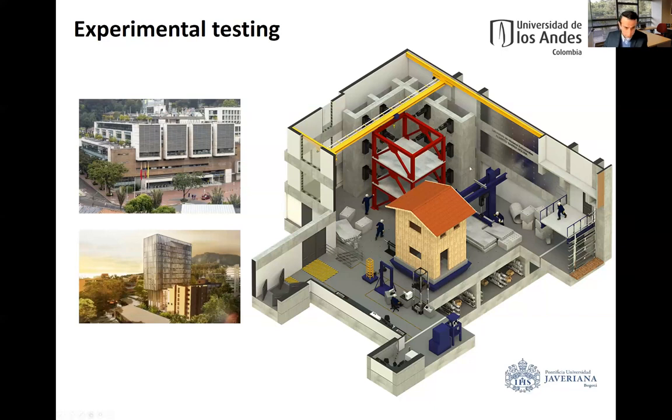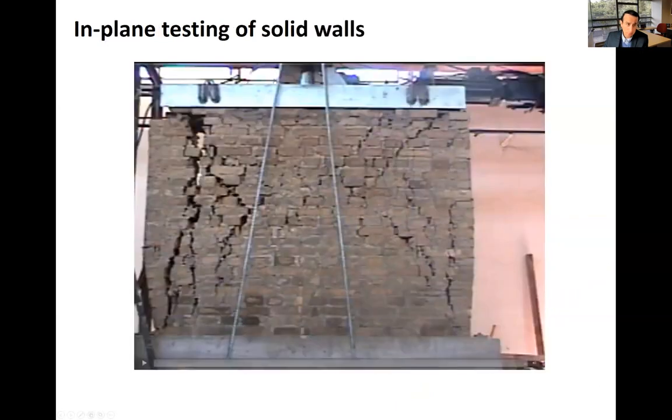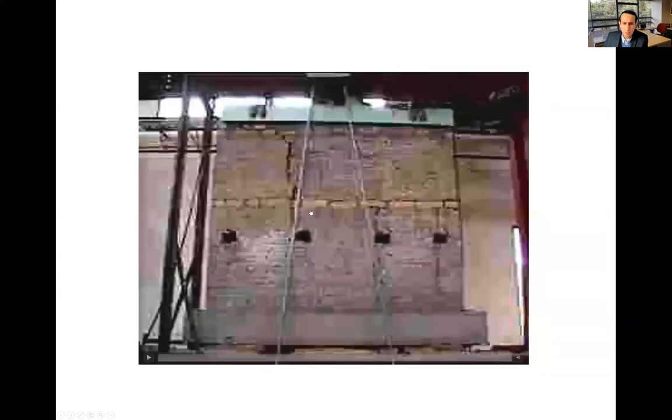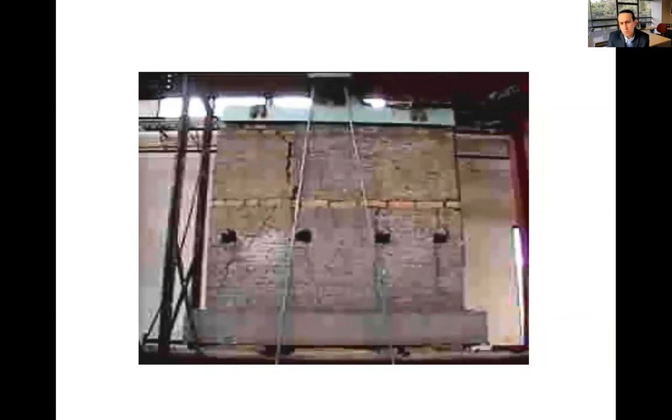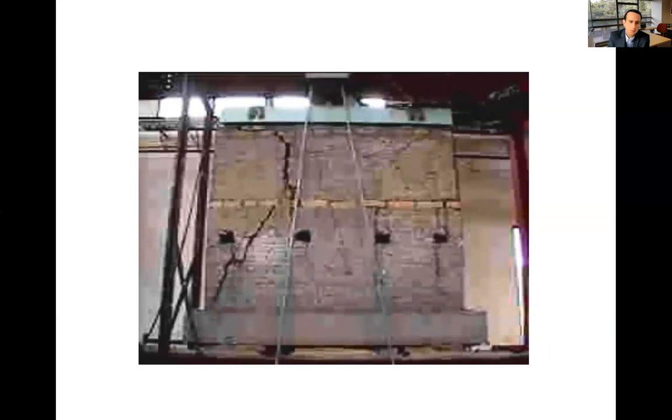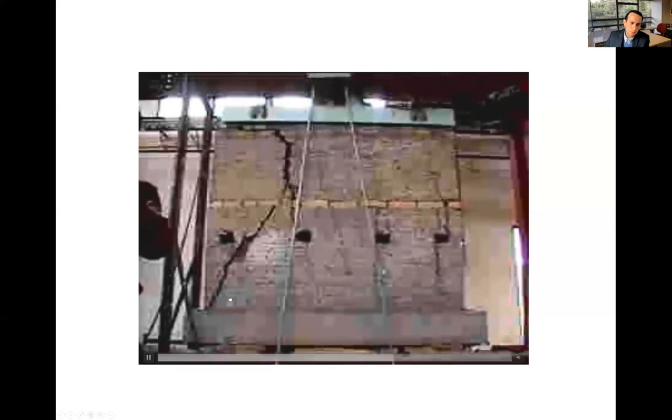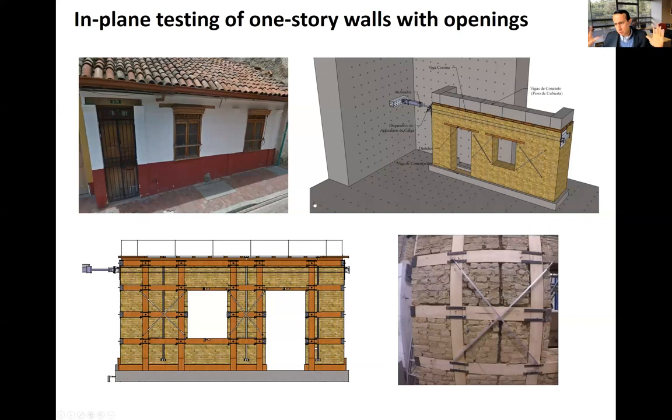So we have been doing testing also at that university. Initially we do this kind of testing in which we apply horizontal load to measure the in-plane capacity of the walls. We see in adobe a lot of cracks, while when you go to, for example, rammed earth, you see only some cracks that show up, and then, in this case, this big part of the wall will eventually become unstable.